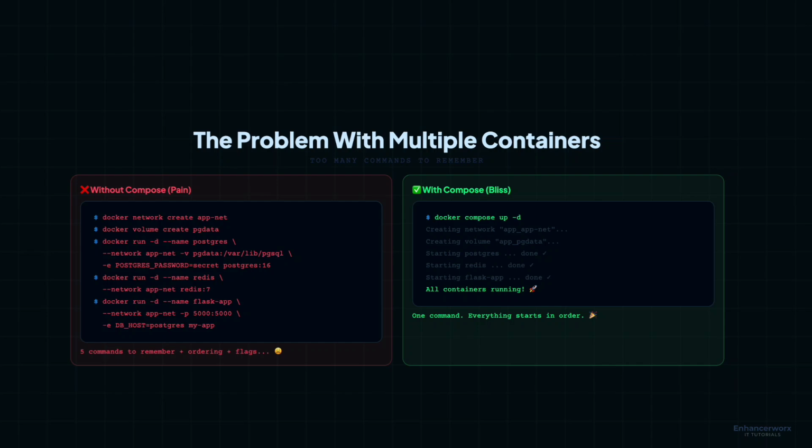Docker Compose solves this with a single YAML file that describes your entire application. One command, docker compose up, and everything starts in the right order.